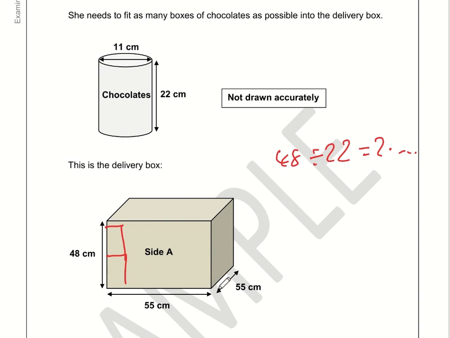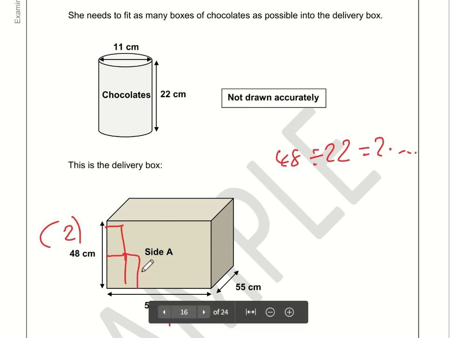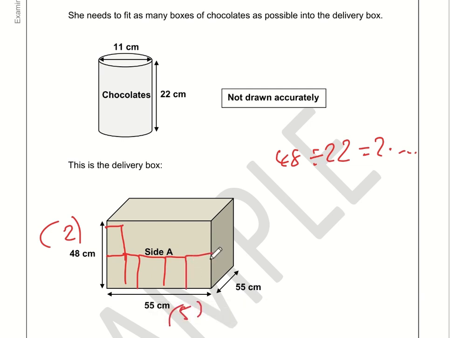How many can we get going across? Well, it's going to be affected by its diameter, so 11. 55 divided by 11 is 5, so we'll get 5 along here, 2, 3, 4, 5, and it's also 55 down here, so we'll get another 5.